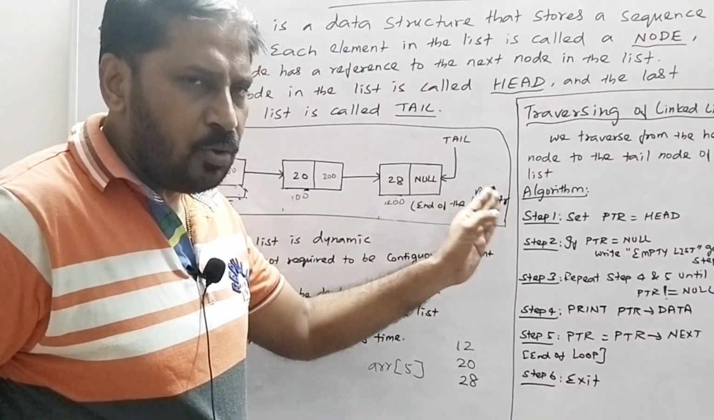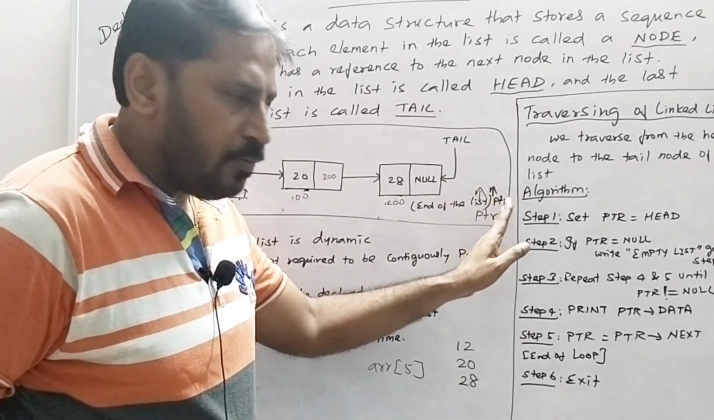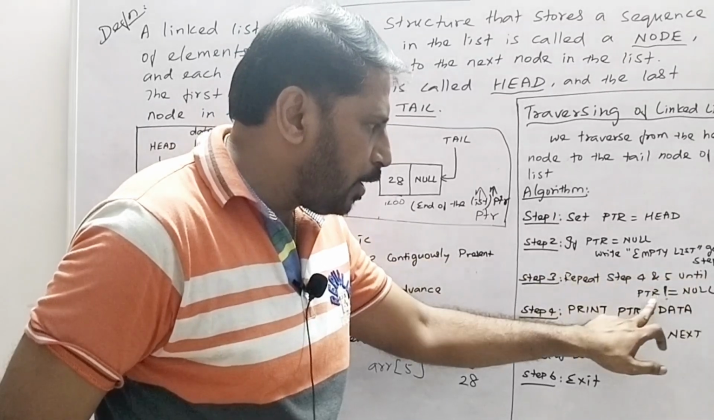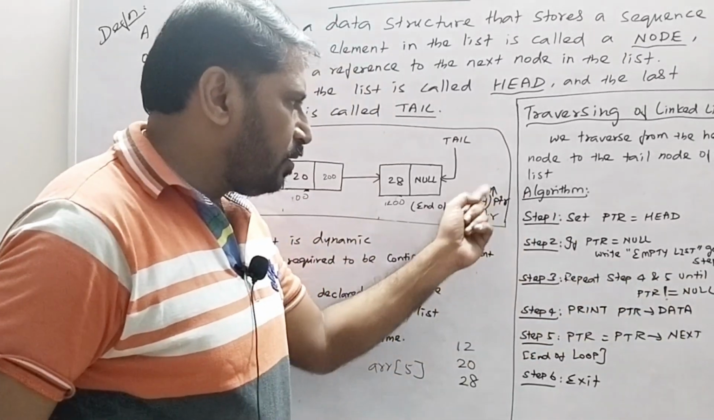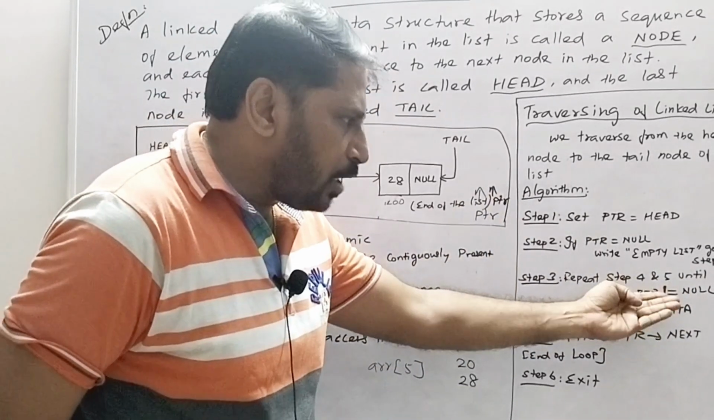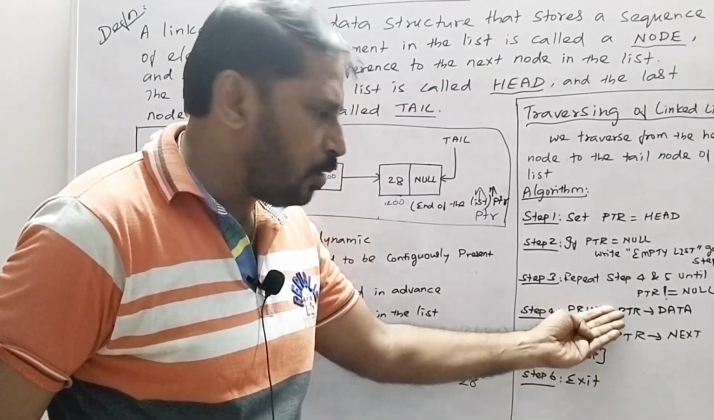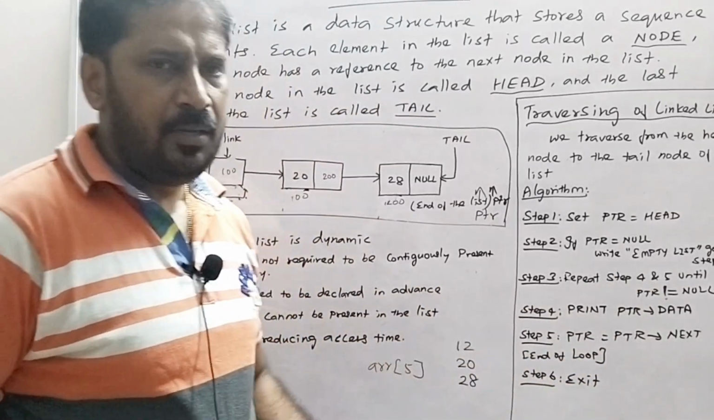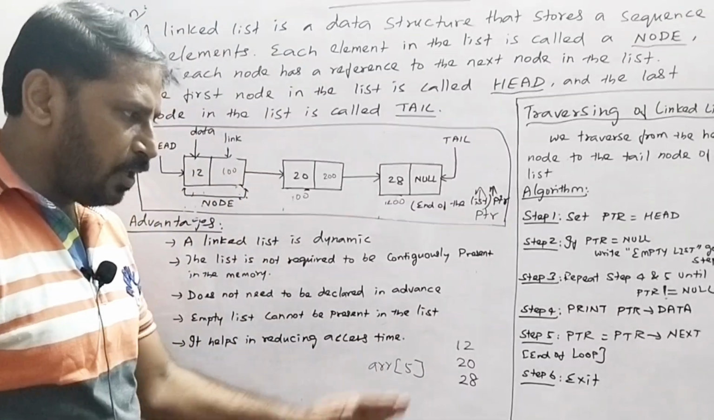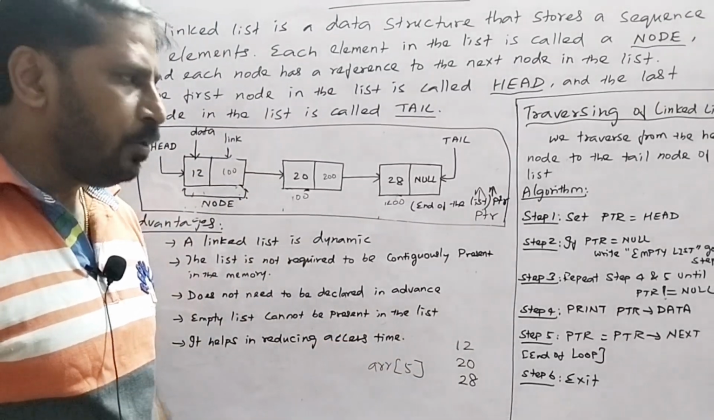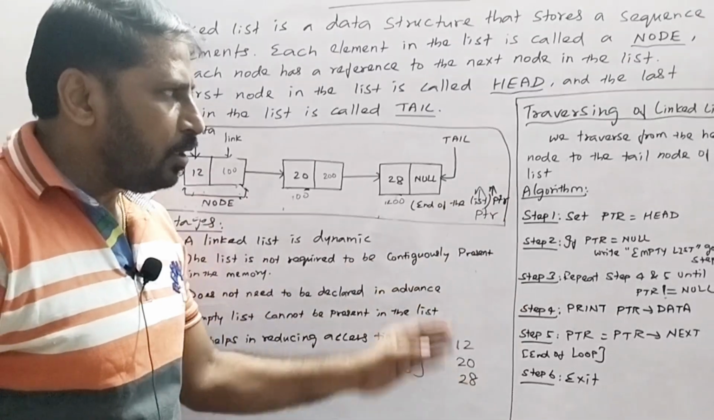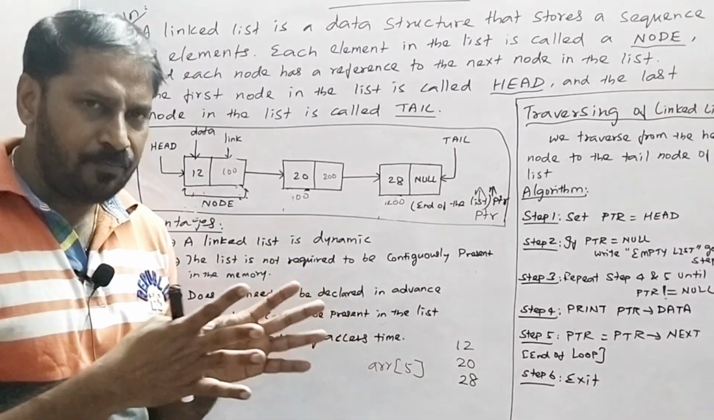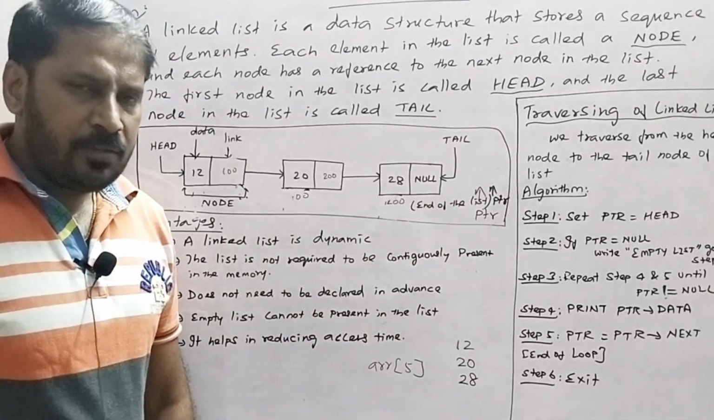There is no next node, so it is treated as null. Once again the control comes here, repeat steps 4 and 5 until pointer not equal to null. In this case the pointer is null, so it does not execute steps 4 and 5, and directly comes to step 6 and exits from the loop. In this way, traversing executes on each and every node in the linked list. So that's all friends, thank you.